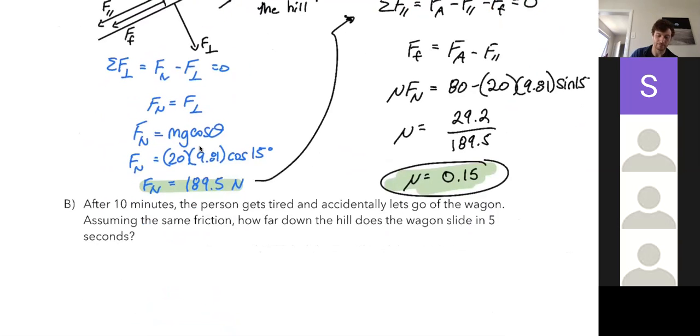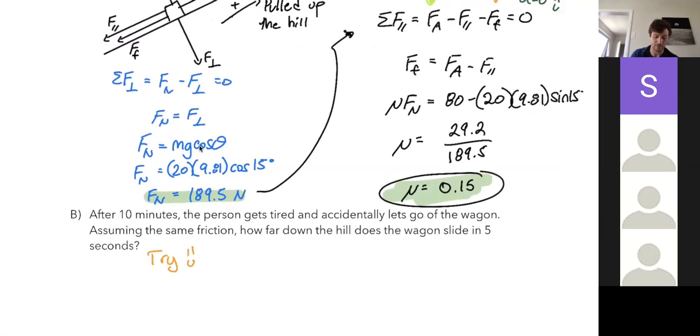I want you to try this one, okay? I'm not going to put a video to this. It's similar to part A, except now there's no more applied force. So try this question. The answer is it slides 13 meters. So try that on your own. See if you can get it. I'll put out a nice solution onto the notes so you can check your work, but I'm not going to put a video for this question, because it's very similar to part A.